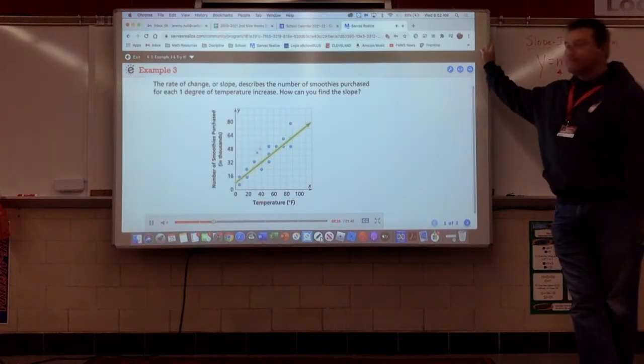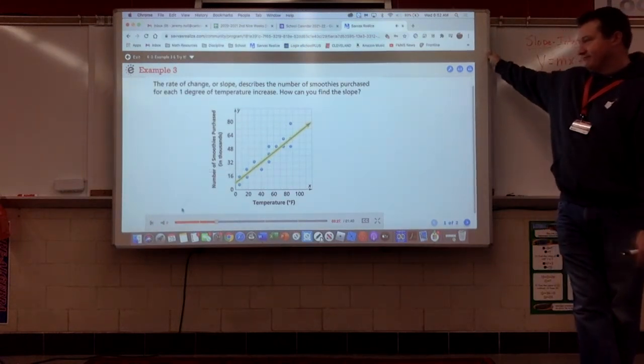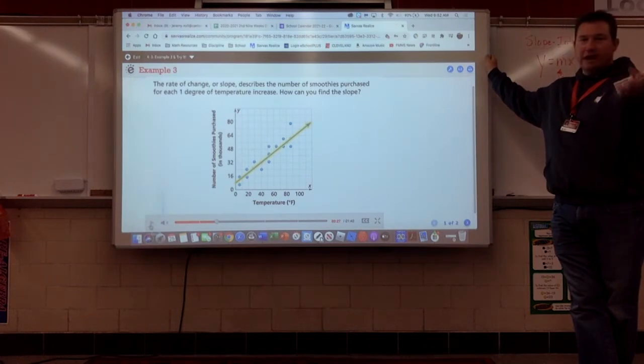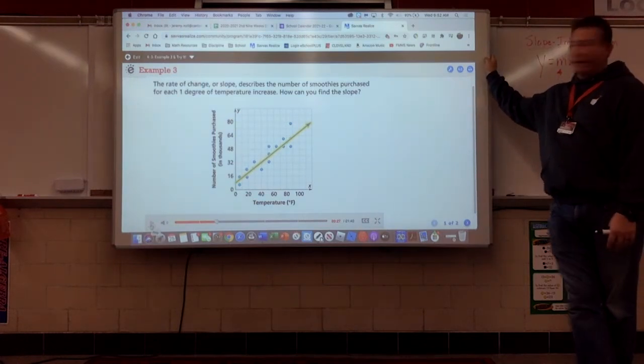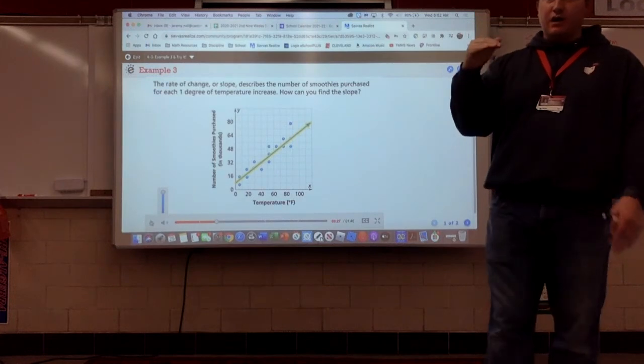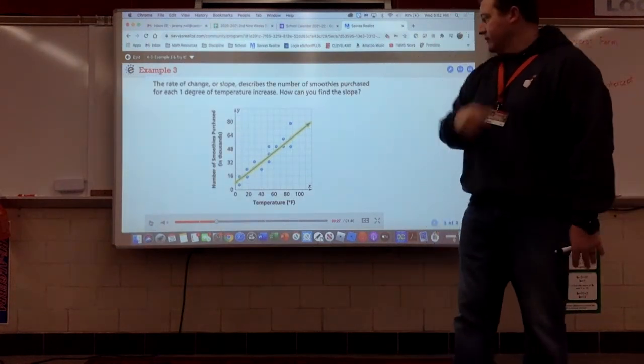How can you find the slope? How do we find slope, people? Find two ordered pairs, y minus y over x minus x. You guys know how to do this?